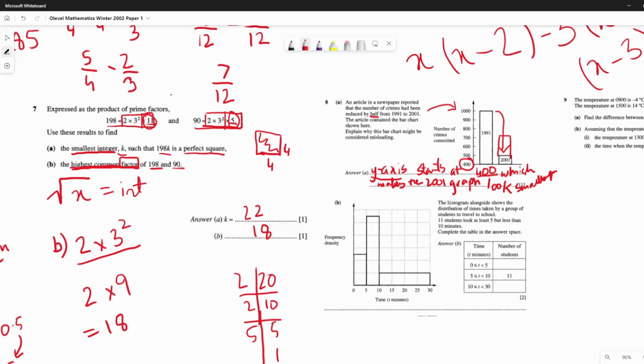All right. As for part B, the histogram alongside shows the distribution of times taken by a group of students to travel to school. 11 students took at least 5, but less than 10. So this one is 11. Complete the table with these.